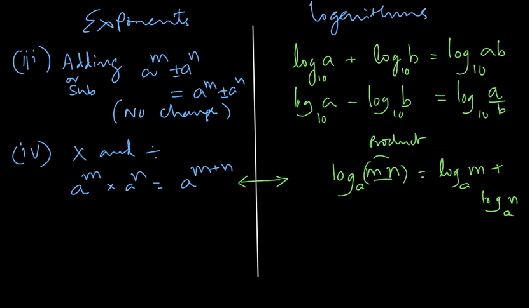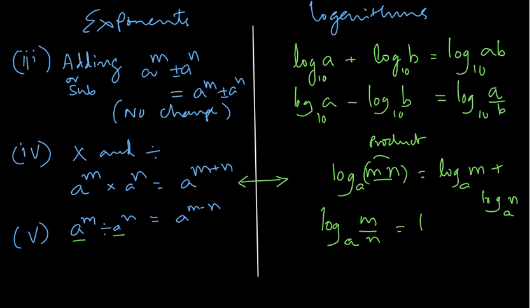Then the next one, you will have a to the power of m divided by a to the power of n, then that gives a to the power of m minus n. So on this side correspondingly you will have log m divided by n to the base a. See, the base is common. Then that gets translated to log m to the base a minus log n to the base a.